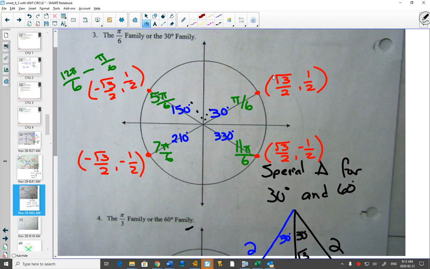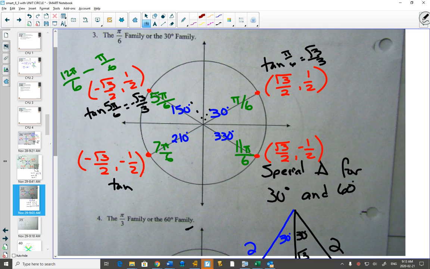Tangent, well, those ones are straight from tangent of pi over 6, root 3 over 3, tangent of 5 pi over 6, negative root 3 over 3, tangent of 7 pi over 6, positive root 3 over 3, and tangent of 11 pi over 6, negative root 3 over 3.